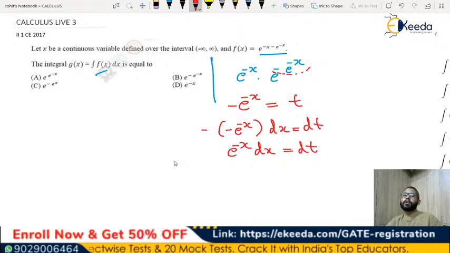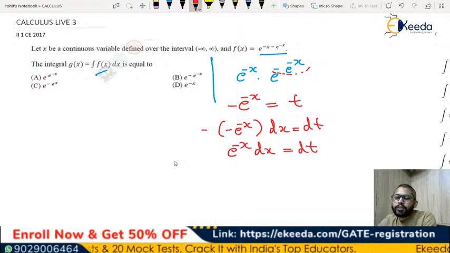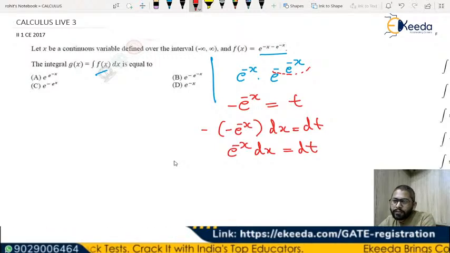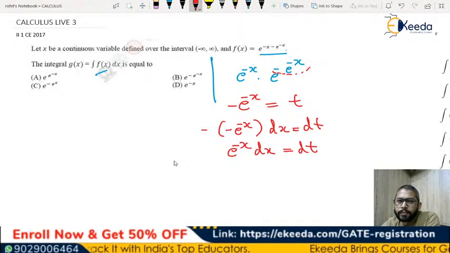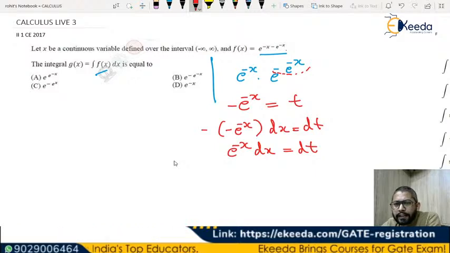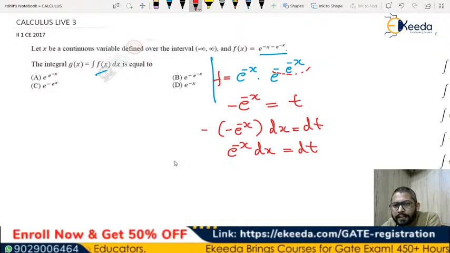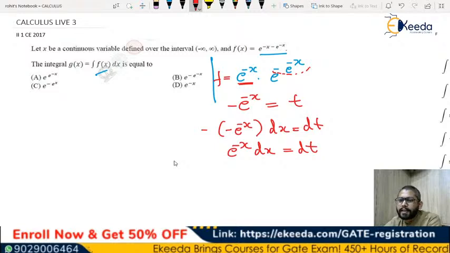So what we are trying to do is solve this integration using the method of substitution. And in this method of substitution, this f is already having e to the power of minus x.